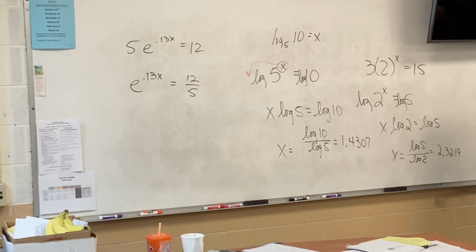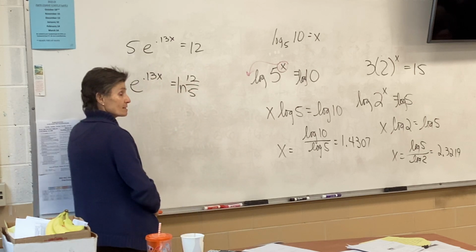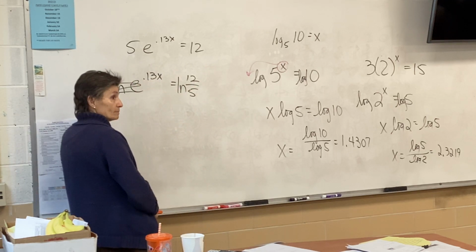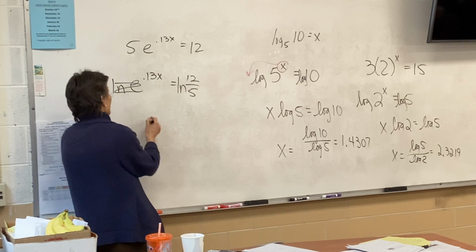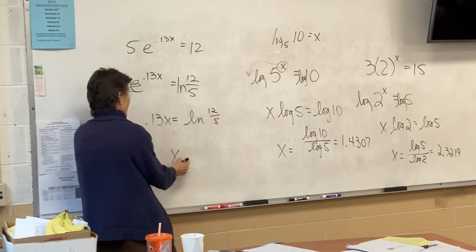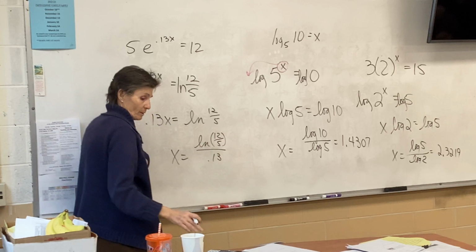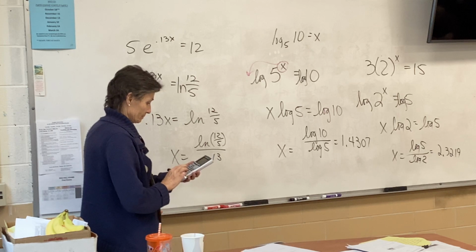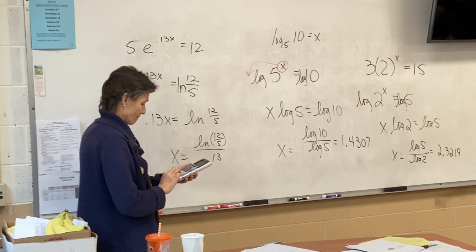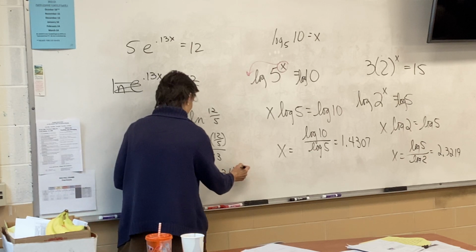Now, I need to figure out my exponent. ln. I'm gonna take the logarithm of both sides, but since there's an e in it, I'll do the natural logarithm of both sides. That will cancel. That's what makes it so cool. 0.13x equals ln 12/5. So x equals ln 12/5 divided by 0.13. $6.7344.